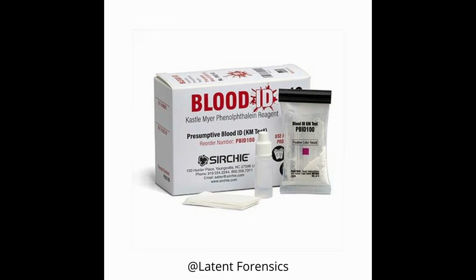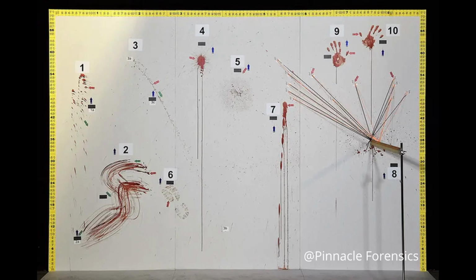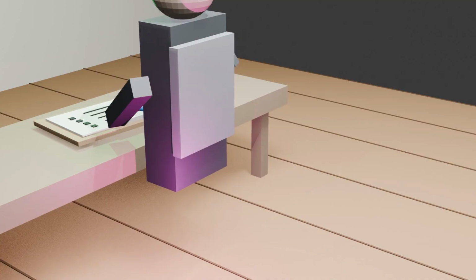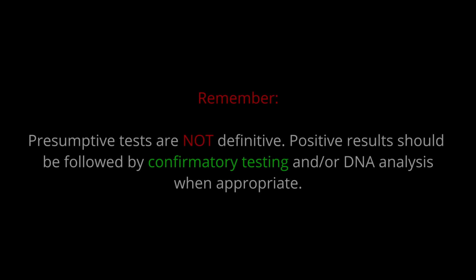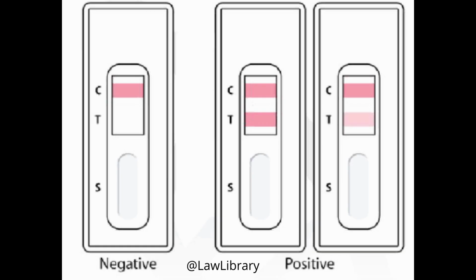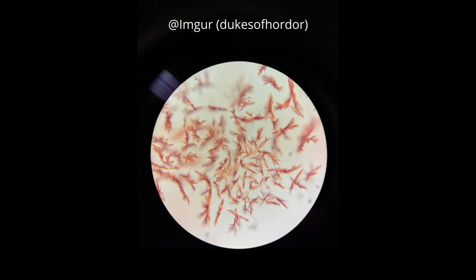Always notate the reagent used, its lot number, location of stain and its characteristics, the time the test was conducted, and the procedure followed. Lastly, presumptive tests do not confirm the presence of blood, even when they exhibit a positive result. They must be coupled with a DNA confirmatory test, such as the Hemotrace ABA card or the Takayama microcrystalline test.